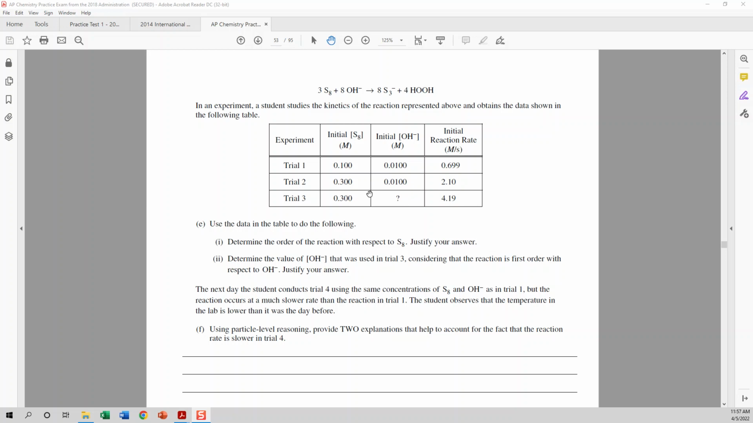And it's because between trial 2 and trial 3, we kept the concentration of S8 constant, which would not affect the rate at all. The rate between trial 2 and 3 doubled. So because hydroxide's first order, that means the concentration of hydroxide must have been doubled. So the answer here would be 0.0200 moles per liter or molar. Okay, does that make sense?